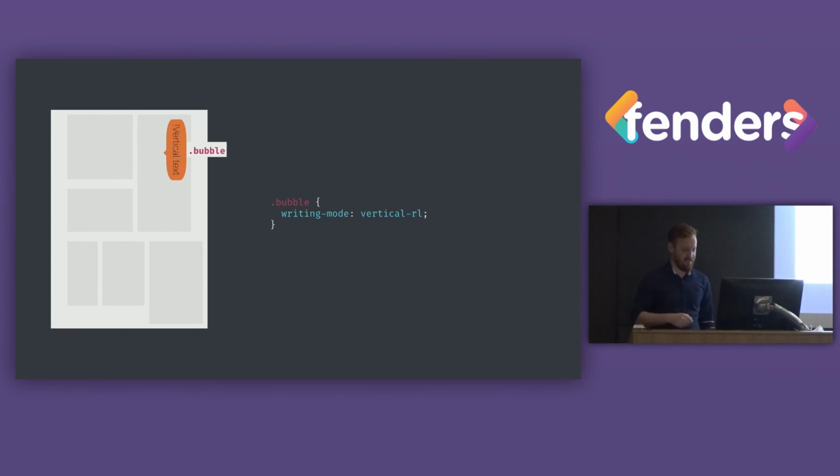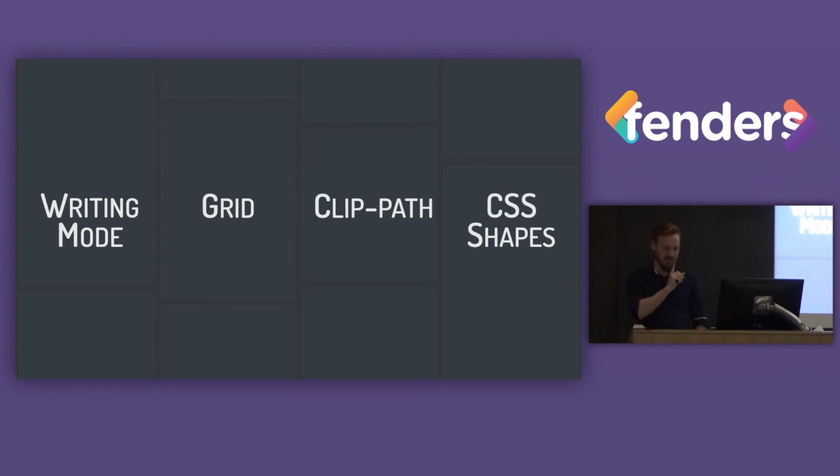Now, if you have a logographic character set, so in this case, the Japanese character set, it will actually stack correctly. I don't know why English turns that way. It does. So we've arrived in the modern age of web layout with grid, clip path, CSS shapes, and writing mode.